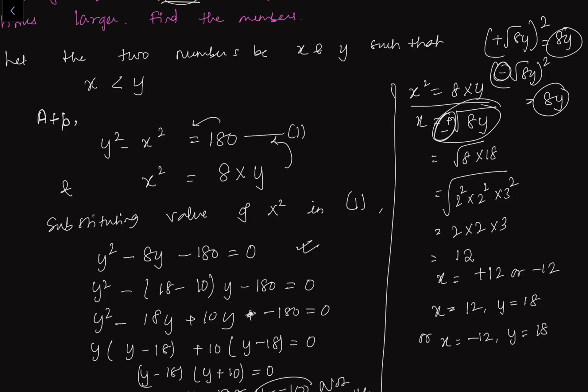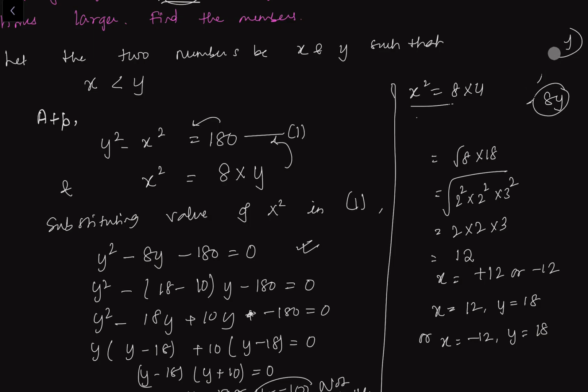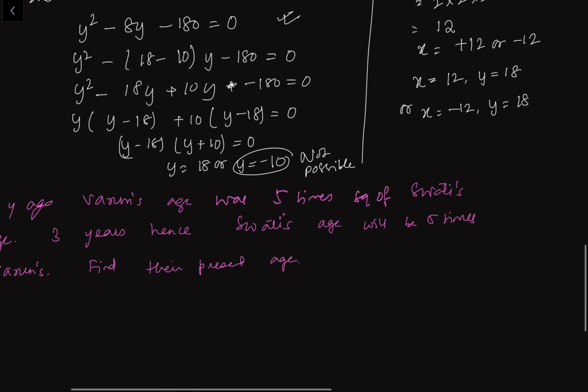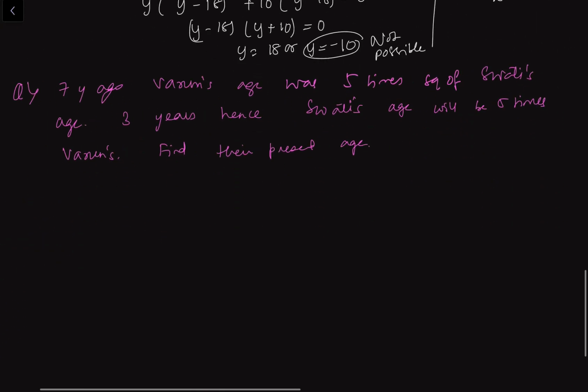Okay, now this has become a bit untidy, so let me write it again for you just to keep it neat. This is 8 into y, and so x is plus minus square root of 8y, and now we have this. Okay, now one more question, the last question for the day.